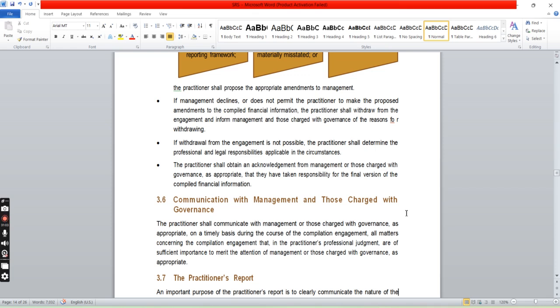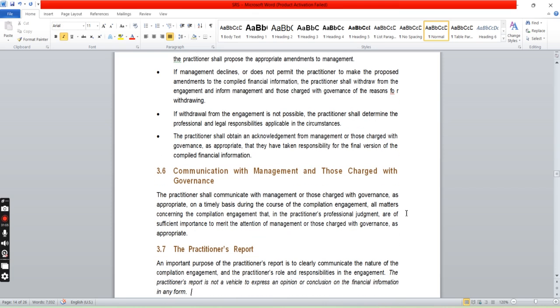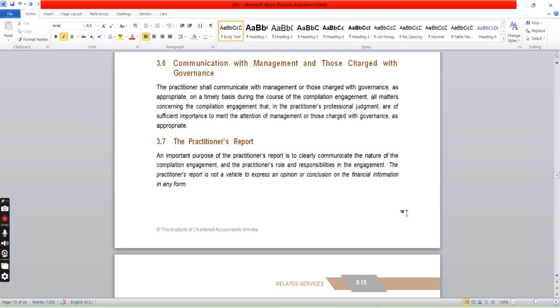Then you need to communicate with management and TCWG. The practitioner जो है वो communicate करेगा management से, TCWG से जो भी appropriate होंगे, on a timely basis during the course of compilation engagement, जो भी matter concerning the compilation engagement that in the practitioner's professional judgment are of sufficient importance to merit the attention of management and TCWG as appropriate.